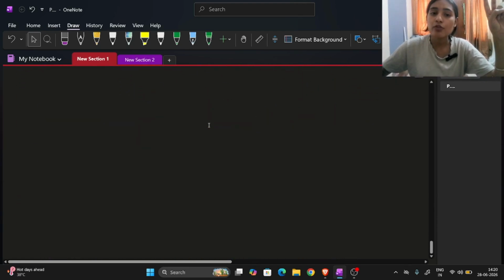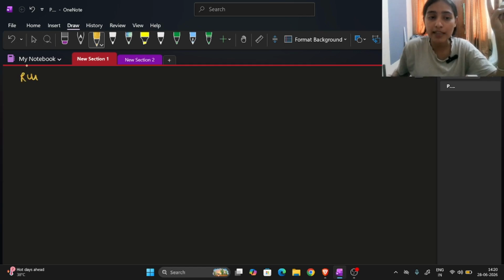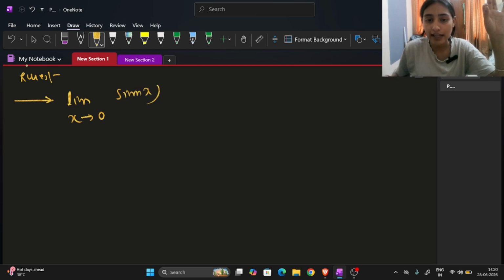Now let's put some of the rules. Some basic rules while we are solving. While you solve the limits questions, just remember the following rule. If limit x tends to 0, whenever you see sin x, then the solution would be 0. It's a direct solution, it would be 0.